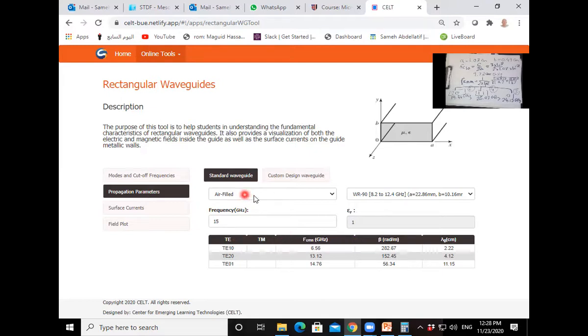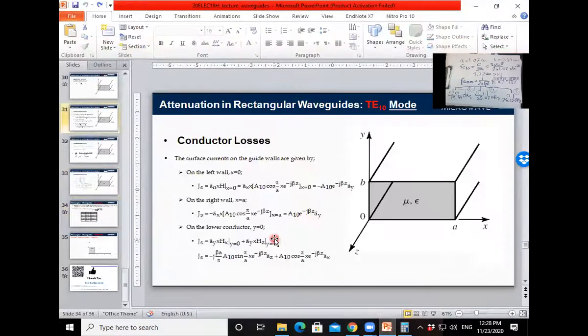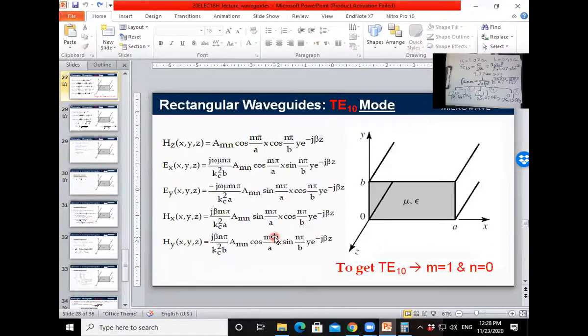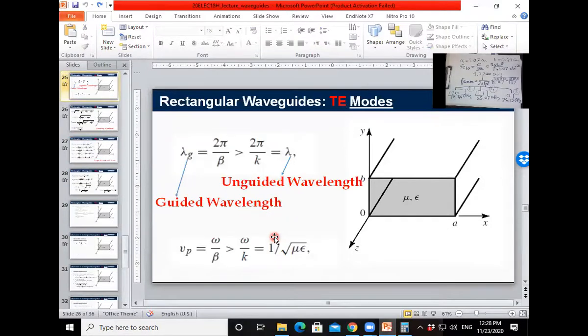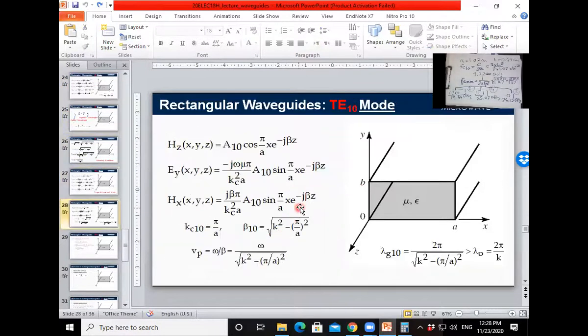Here we can control, of course, as you know, beta is a frequency dependent parameter. So let's check the equation one more time. Yes, it's perfect. Okay, so this is beta for the TE10, for example. And as you can see, beta is a function of k, and k is a function of frequency. So that's why beta is a frequency dependent function.